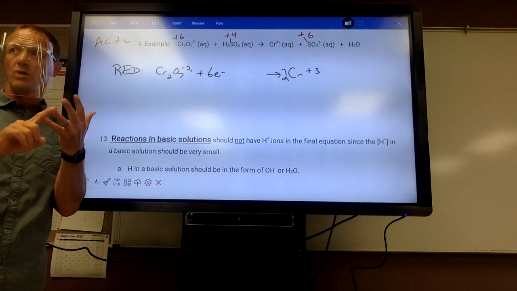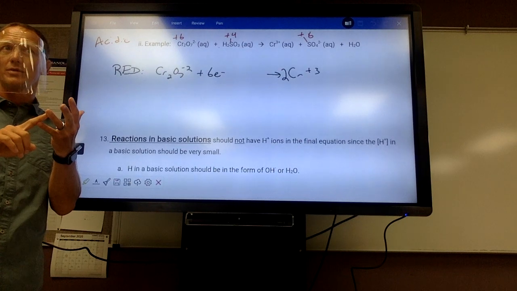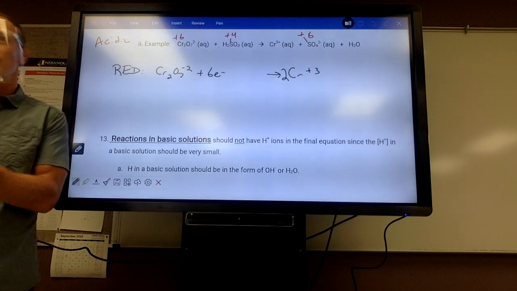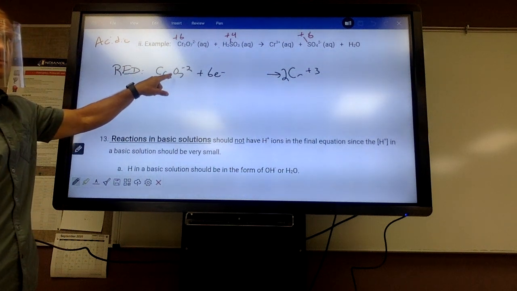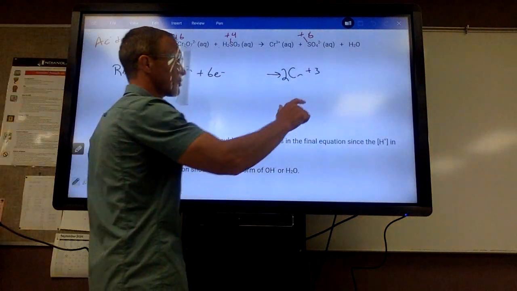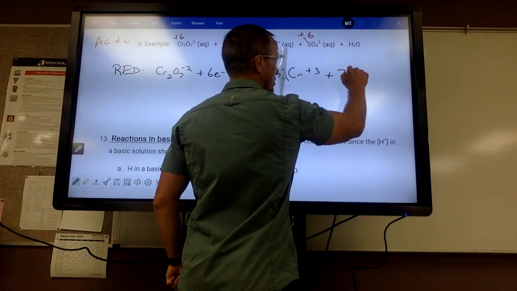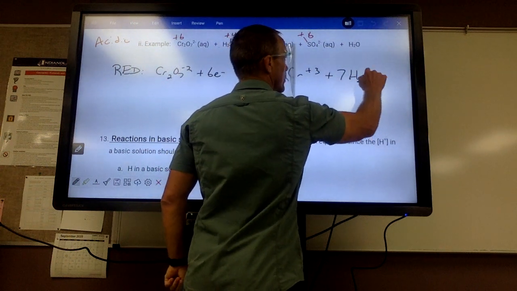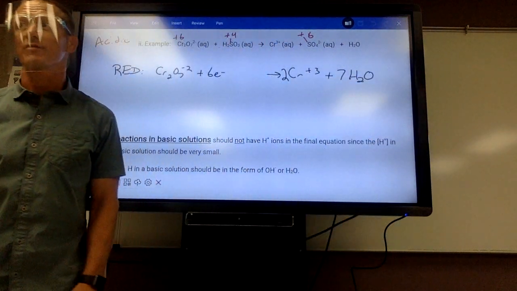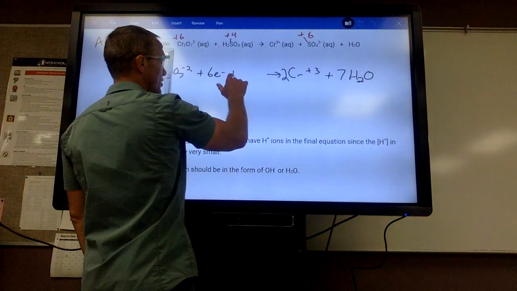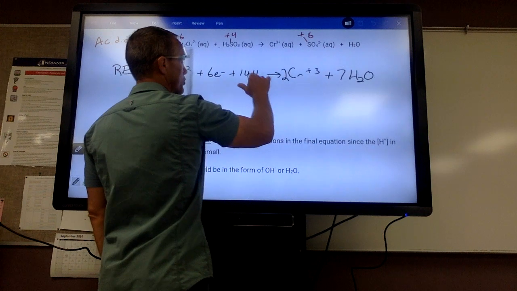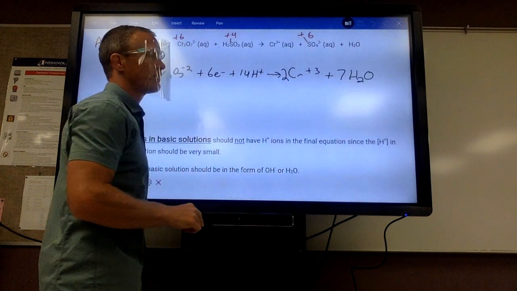Now we do hydrogens and water. I've usually taught to do hydrogens first, but it's probably easier to do water first. You've got 7 oxygens here, so we're going to need 7 waters over here. Now, how many hydrogens does that give us? 14. So we're going to need 14 hydrogens over here, because we're in an acidic solution, we can add those in.